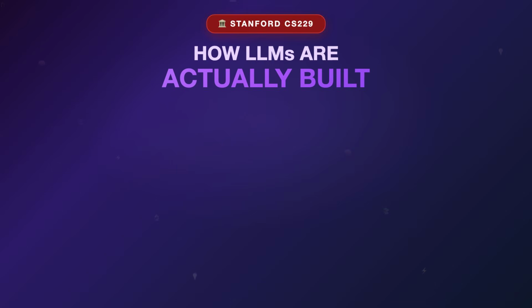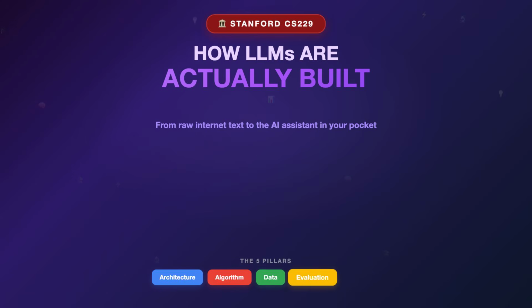A Stanford PhD just gave away, for free, what most AI engineers learn over years of working at top companies. This single CS229 lecture covers how ChatGPT, Claude, and Gemini are actually built, from raw internet text to the AI assistant in your pocket. I watched the full 2 hours, took detailed notes, and I'm going to break down every concept you need to understand. No math degree required. Let's go.